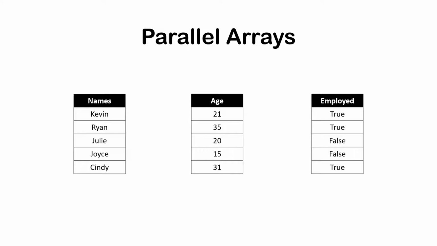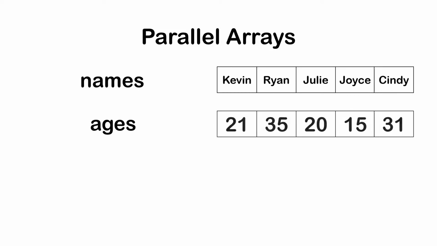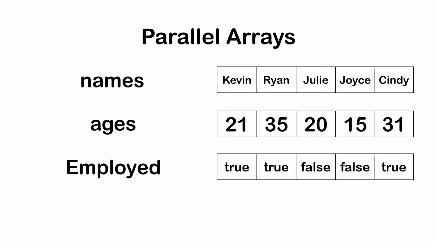So let's take a look at what this looks like in our code. Here we have an array named names, and it has 5 values: Kevin, Ryan, Julie, Joyce, and Cindy. Next we have ages, which has all the ages of each of the individual names. Then we have their employment statuses, which were trues and falses based on whether or not they were employed.